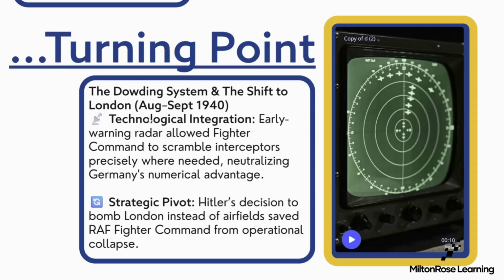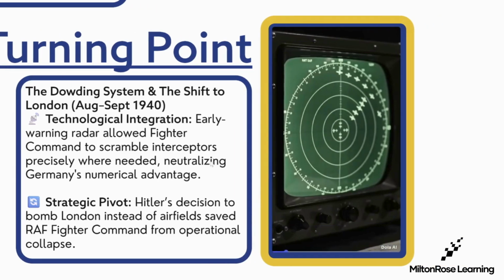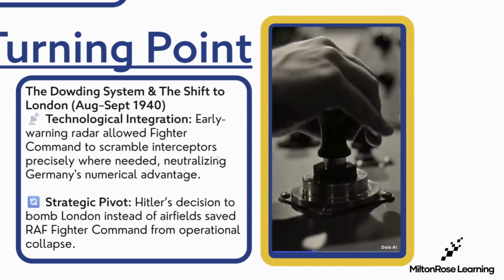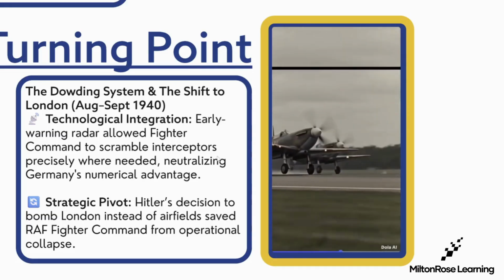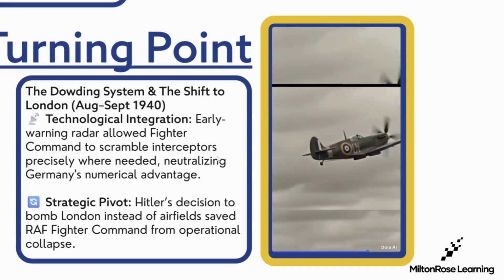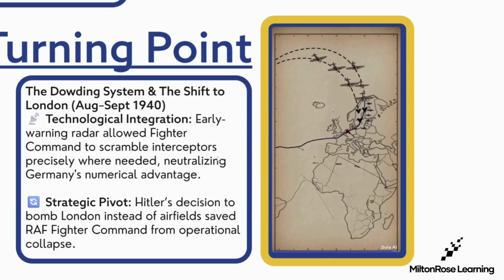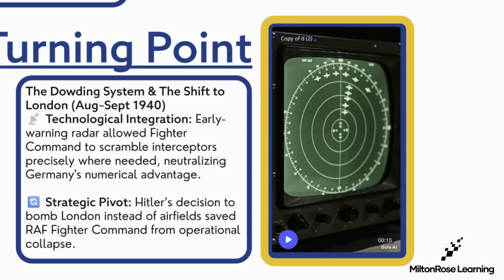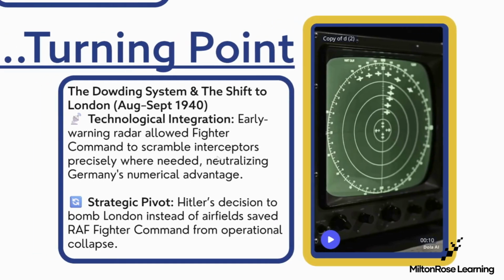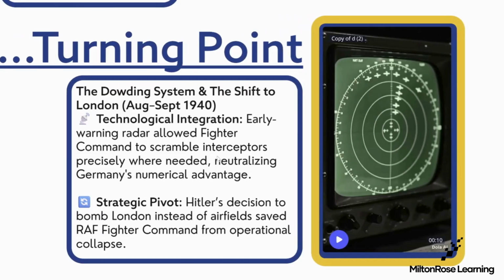Early warning radar was massive, and it allowed Fighter Command to scramble interceptors precisely where they were needed and neutralise Germany's numerical advantage. And you can see, for visual learners, a little bit here, picking up the radar, sending the Spitfires out, and we could intercept them before they came over the English Channel. That was absolutely invaluable because the Germans did not have radar in this period, but we did. So it gave us the real technological edge during the Battle of Britain.